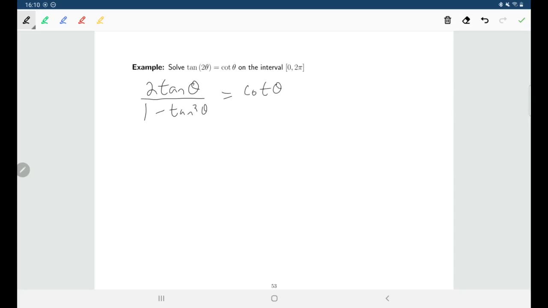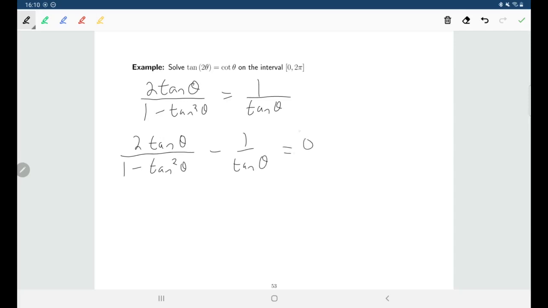And one thing that I might decide to do now, just to make things a little bit easier for myself, and I notice here I've got some tangents on the left side. It might make more sense to rewrite this as 1 over tangent on the right side. So that when I bring everybody together, and that's my next move here, I have everybody that I'm going to move onto one side of the equation, and I'm going to make one big fraction here, and it makes more sense to really have everybody just in terms of tangent.